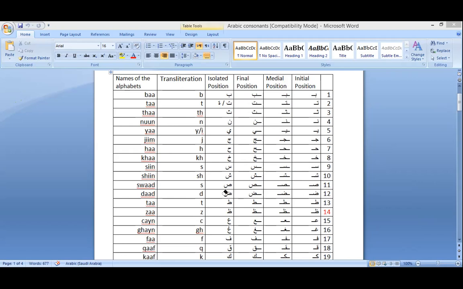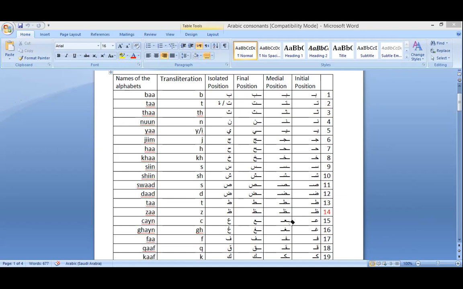Is there any change in this too? Do you see any change in Sa and Da? No. There's none. Da and Da is also the same. Da initial, Da middle, Da final, Da isolated. Da is also the same. So there's no change in these two letters.